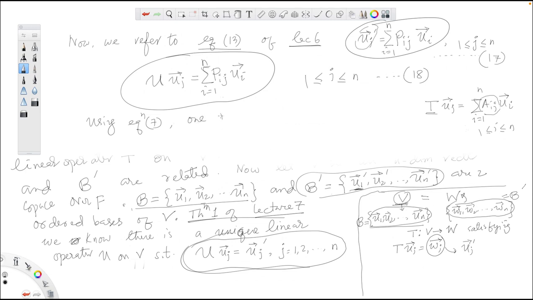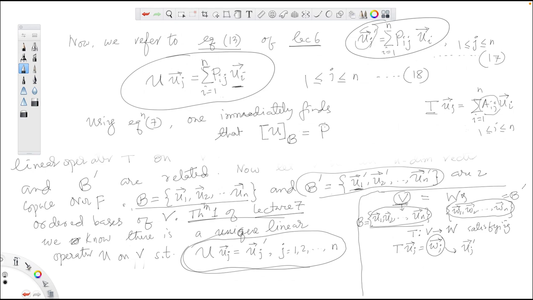Using equation 7, one immediately finds that the matrix representation of the invertible linear operator U, relative to the ordered basis B, is precisely this invertible matrix P.